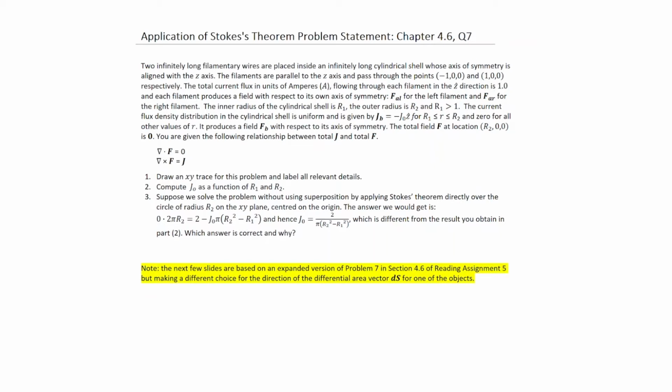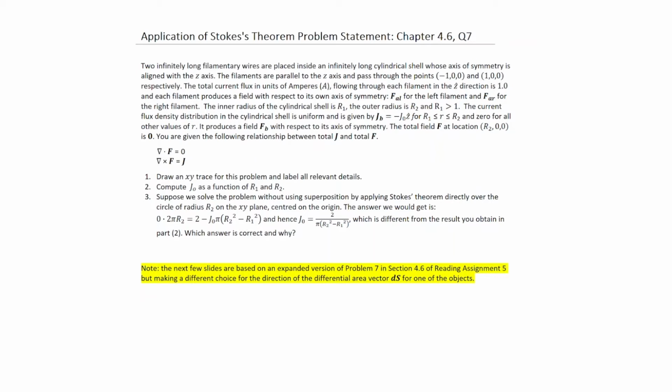And we're given that the total field at location R200 is 0, which is what we'll call our observation point. We know that the divergence of F equals 0 and curl of F equals J, which is the current flux density. Given that information, we want to compute the total field and set that value to 0 at the observation point.